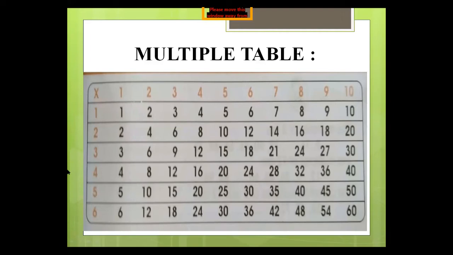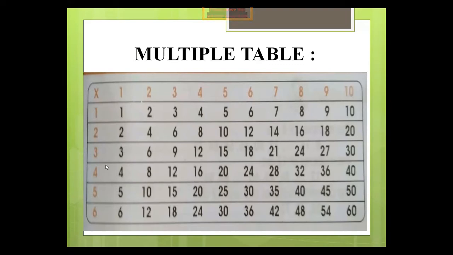Okay. So, similarly here, if we find the multiples of 2, then 2 into 1 is 2, 2 into 2 is 4, 2 into 3 is 6, 2 into 4 is 8, 2 into 5 is 10, 2 into 6 is 12, 2 into 7 is 14, 2 into 8 is 16, 2 into 9 is 18, 2 into 10 is 20. Good. Similarly, if we find the multiples of 3, firstly we multiply 3 into 1, 3 into 2, 3 into 3 and so on. We have already discussed the multiples of 1, 2 and 3.